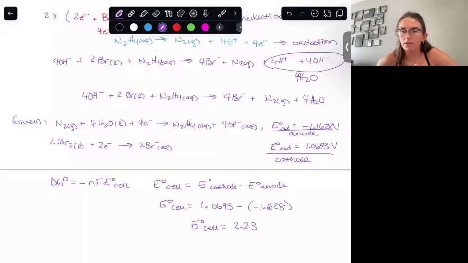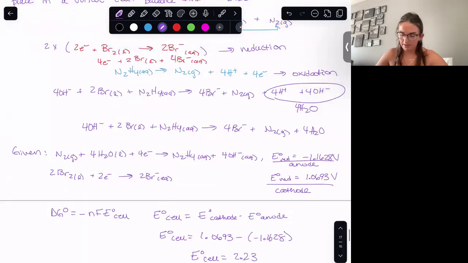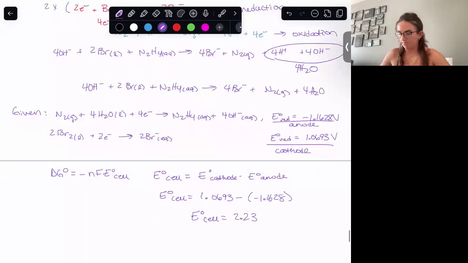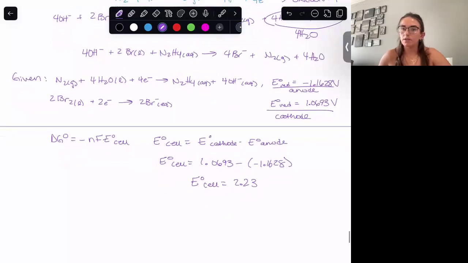Should our E cell be positive? Why should it be positive? I agree. Why should it be positive? Perfect. Yep. So we said in our question it's a voltaic cell, right? It should have a positive E cell then. What do we call something that has a negative E cell? Perfect. Yep, an electrolytic cell will have a negative E cell.